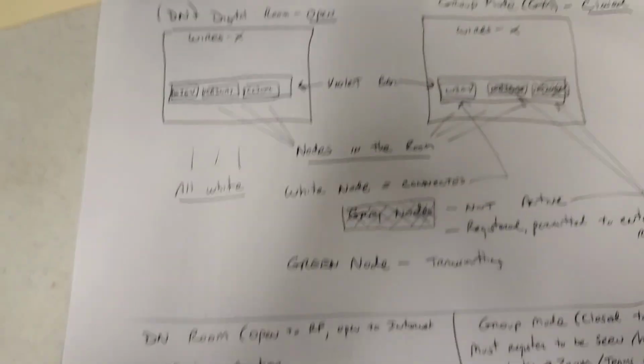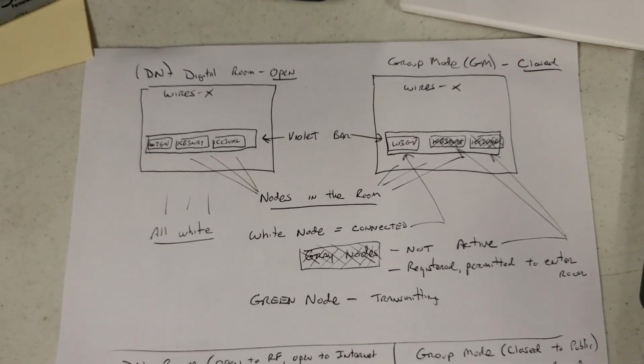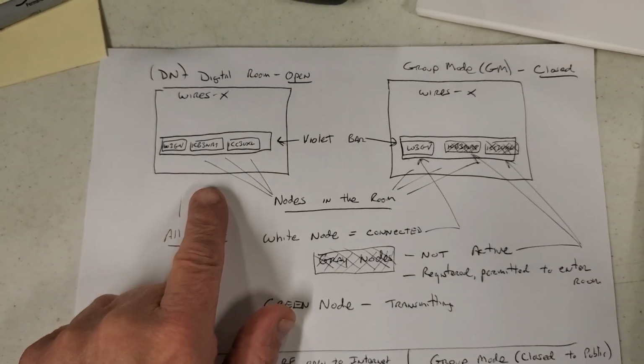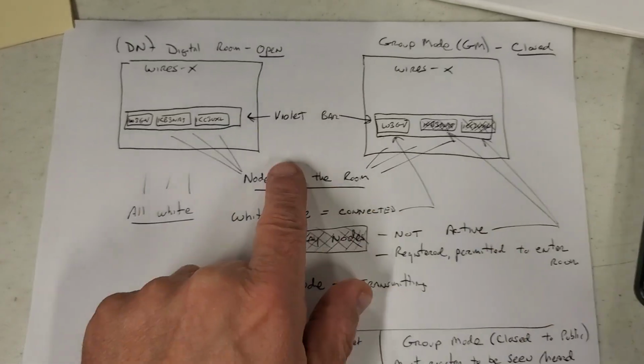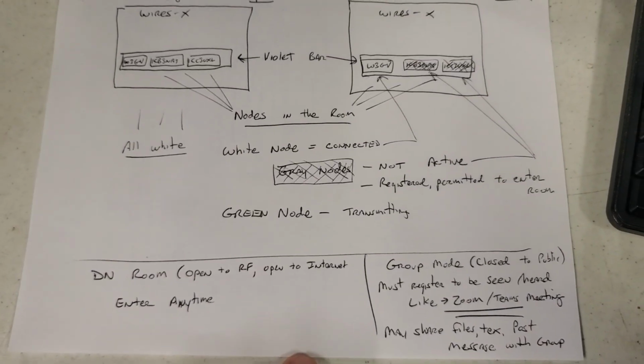Today I'm going to talk about changing WiresX software from a digital mode to a group mode. They call it GM. So first of all, switch it over to this quick diagram. Basically it explains WiresX in its digital mode and its group mode. And I'm going to go through all of this and what it means.